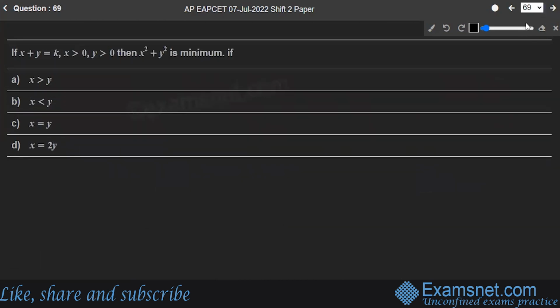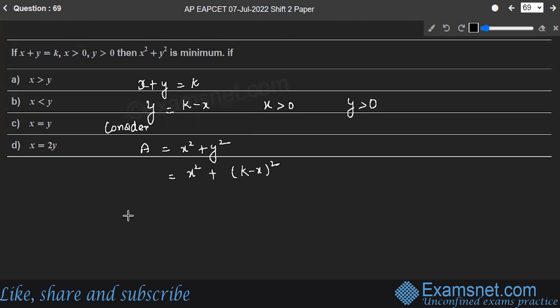Next is question number 69. It says, if x plus y is equal to k, and x and y are greater than 0, then x square plus y square will be minimum if... You are given that x plus y is equal to k, or you can say y is equal to k minus x. X and y both are greater than 0. Now consider x square plus y square is equal to some A. So x square plus y square can be written as x square plus k minus x whole square, which will be 2x square minus 2kx plus k square.